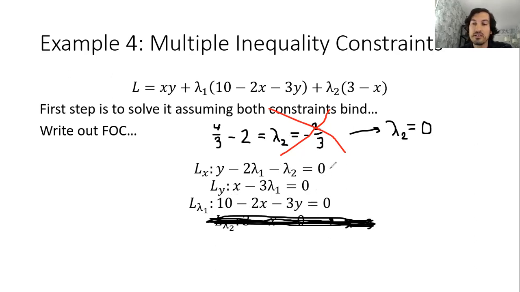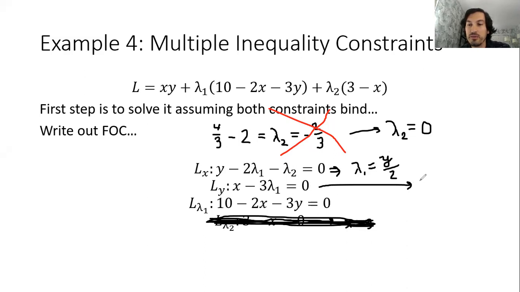Let's do that. Let's write this one in terms of lambda 1. What do we get from this one? Well, lambda 2 is 0. It goes away. If we add 2 lambda 1 to both sides and divide by 2, we get lambda 1 equals y over 2. You guys see how I got that? I set lambda 2 equals 0 because we found it that way. And then I solved for lambda 1 and I got y over 2. Agreed?